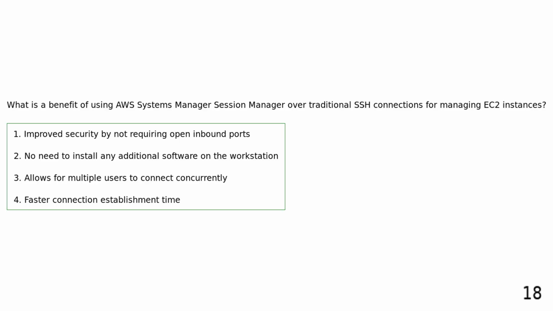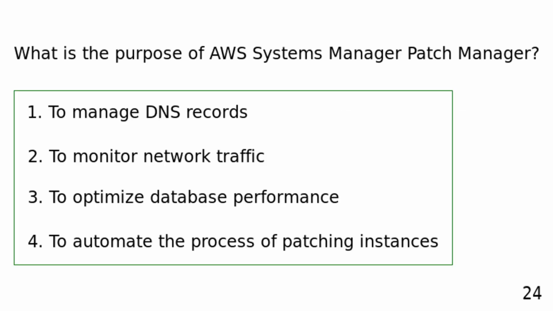What is a benefit of using AWS Systems Manager Session Manager over traditional SSH connections for managing EC2 instances? Improved security by not requiring open inbound ports. No need to install any additional software on the workstation. Allows for multiple users to connect concurrently. Faster connection establishment time. AWS Systems Manager Session Manager provides improved security by not requiring open inbound ports to EC2 instances, which reduces the attack surface.